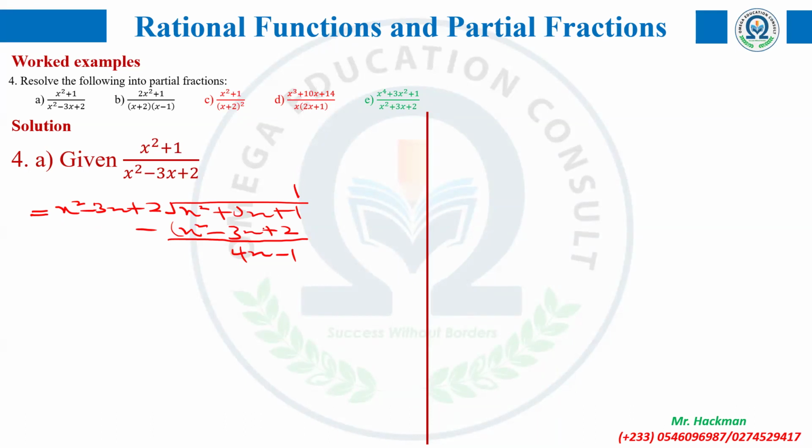So at this point, we can now write our rational function as a sum of a polynomial and what? A proper rational function. So I will say that what I have here again will be equal to my quotient, what's my quotient? 1 plus my remainder, what is my remainder? 4x minus 1 all over my divisor. And what is my divisor? My divisor is s squared minus 3x plus 2. All correct, my professors?